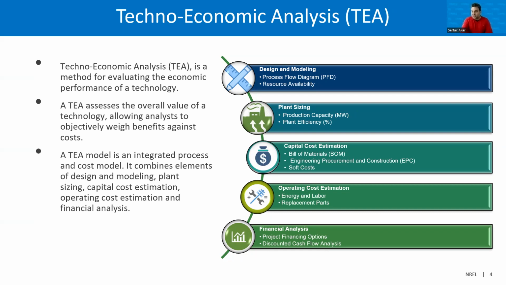Then, of course, operational costs are basically any maintenance cost, energy and labor costs during the production stage, and replacement parts when needed. And the main component of the financial analysis is the discounted cash flow, which is a cash flow that represents the annual revenue through the power plant or the facility you are building.